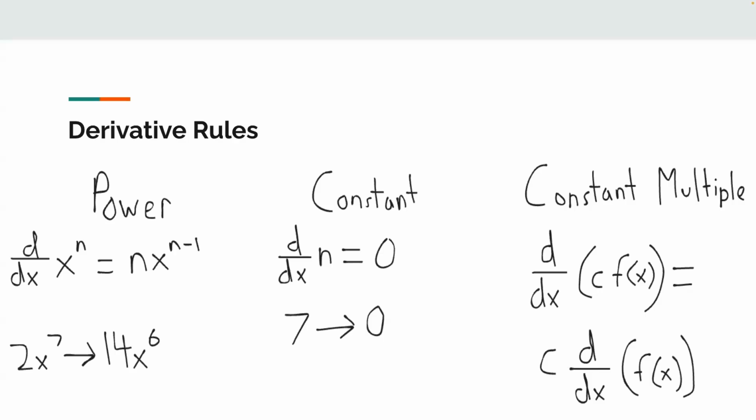The constant rule: the derivative of a constant will just be equal to 0. Think of it as a slope, right? If y is equal to 5, that'll just be a flat line. There's no change at all. And the slope of that is just 0. The constant multiple rule: if there's a constant multiplied inside, we can take the constant out and just find the derivative of that function. And yeah.